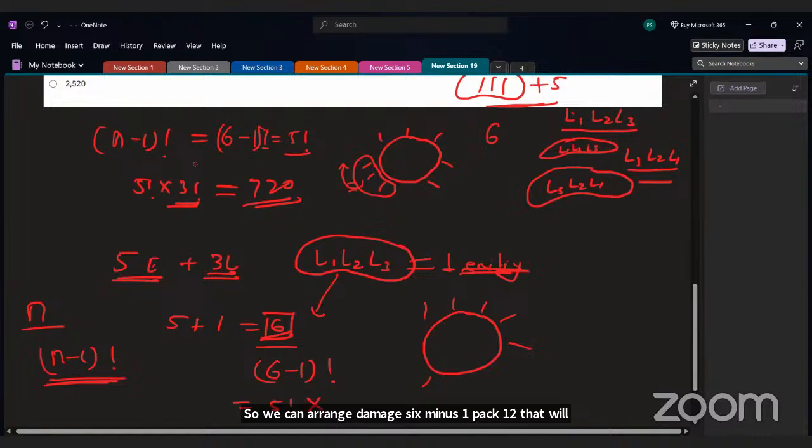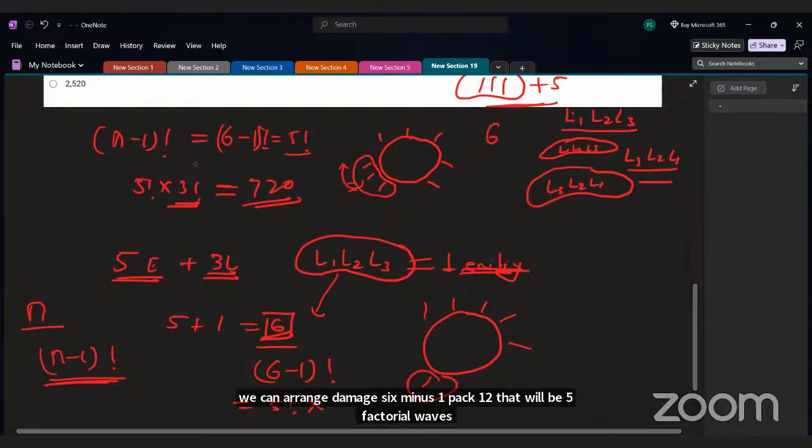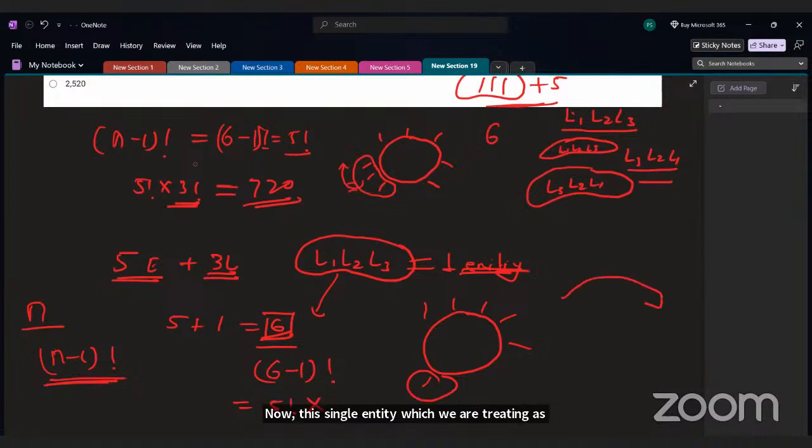Now, this single entity, which we are treating as one, is a group of 3 people. And the constraint we have got is they should sit together. But they can sit together in different ways, like leader 1 and leader 3 can swap their places. So in total, we have got 3 places and 3 leaders.